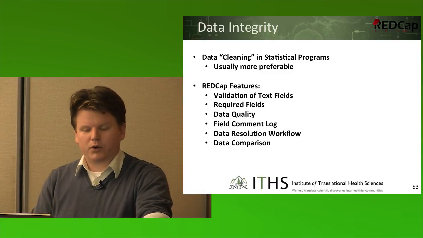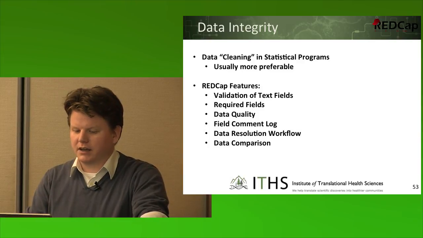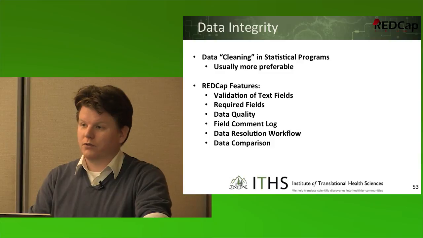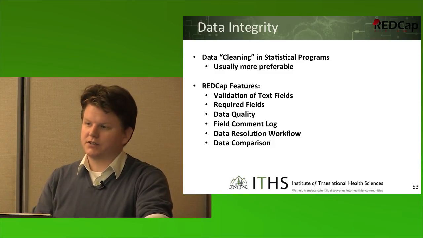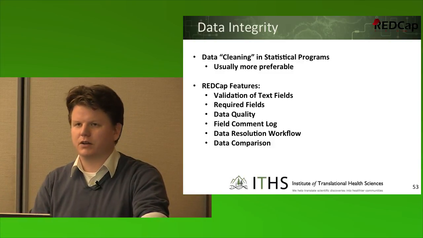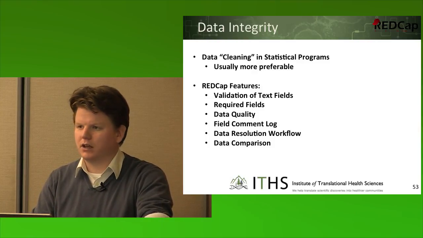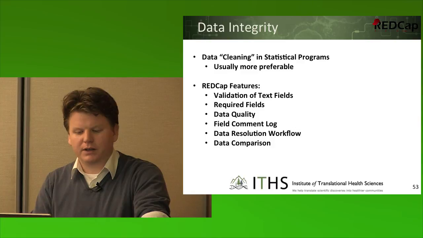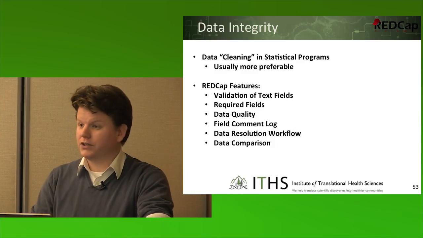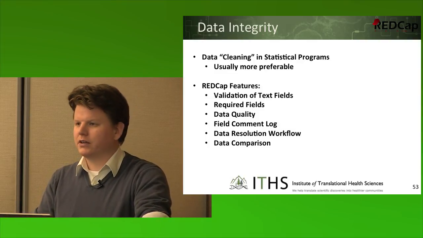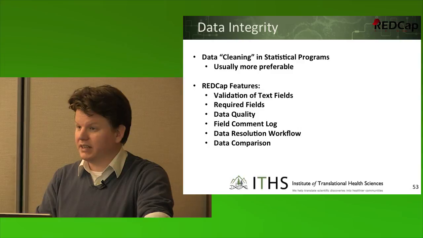Some of the more advanced features for that is the data quality rule field. It's where you can run rules on your entire data set. For instance, give me all the missing data, or give me all the males that are pregnant. Should be 0, the last one. Then we also have the field comment log, which is enabled by default. This allows you to comment on any variable in any record for whatever reason you want, and that's time-stamped.